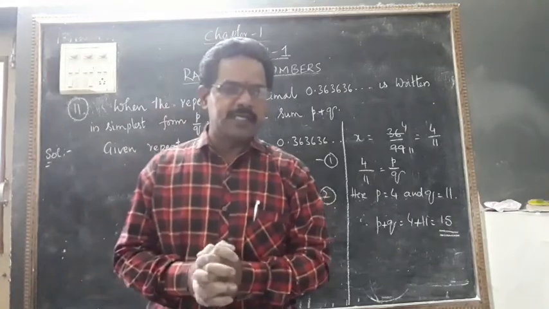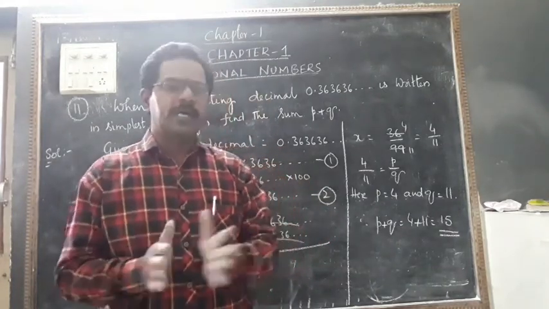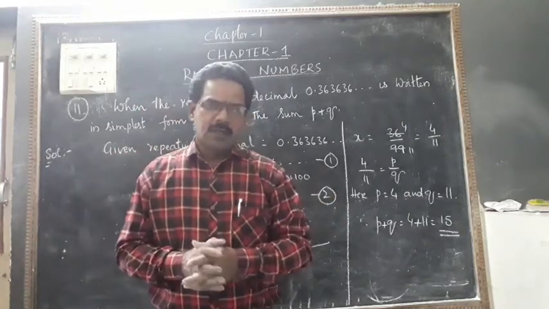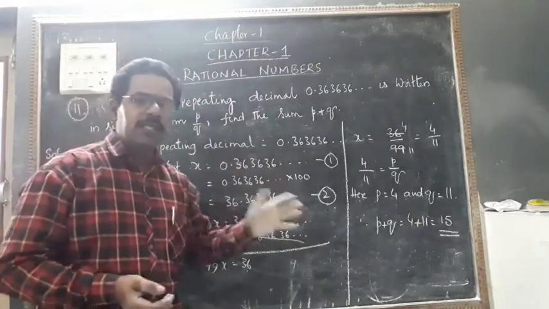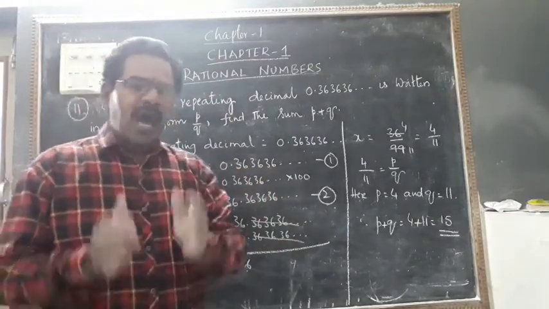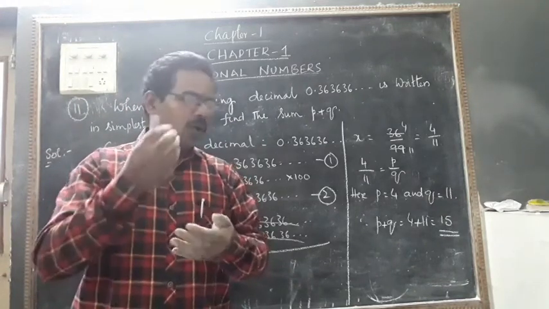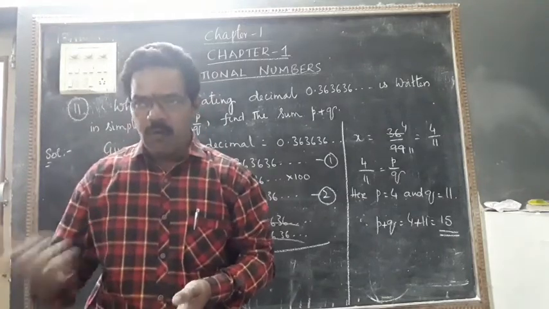So now we completed the first chapter completely. This is the 1.3 exercise completed. 1.1 completed, 1.2 and 1.3 also completed. Today we completed the first chapter. Now what you have to do is the 1.3 exercise, all the sums I explained. After completing this video, you have to close the video and note down the sums. Do them on your own in the practice book or homework book.